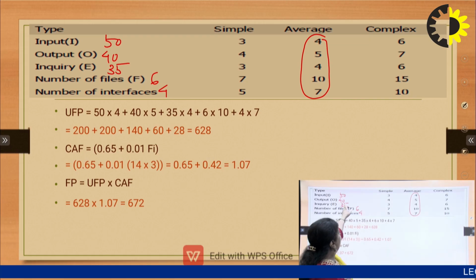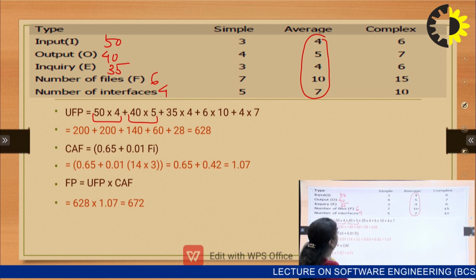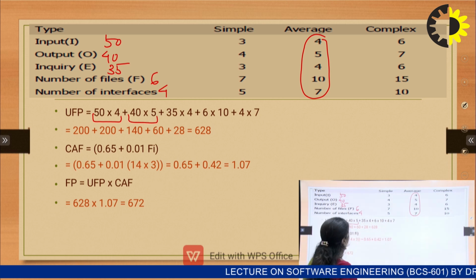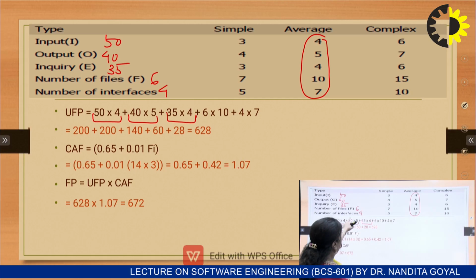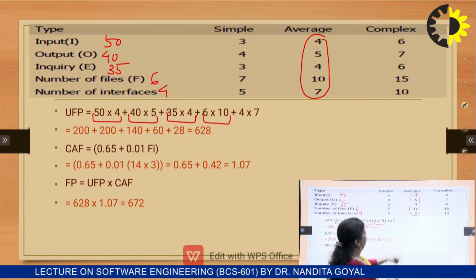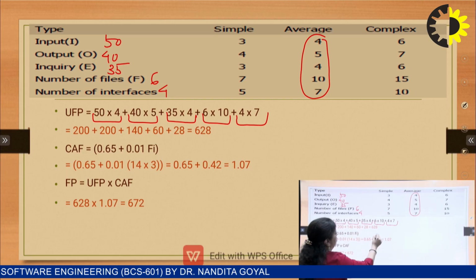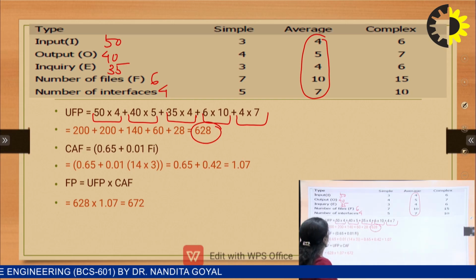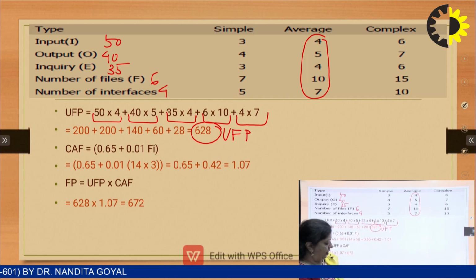So first, in order to compute my UFP, I'll multiply 50 with 4 for inputs. Then I'll multiply this 40 with 5 for my outputs. Then I'll multiply this 35 with 4 for inquiries. Then I'll multiply this 6 with 10 for internal files, and then this 4 with 7 for external interfaces. Once I have done this, I'll make the calculations and I get the answer as 628. So this 628 is my UFP, unadjusted function point, which I have calculated.